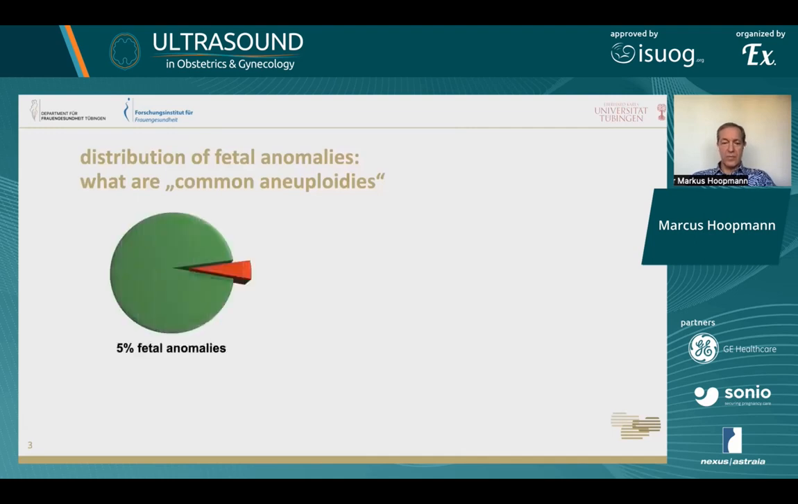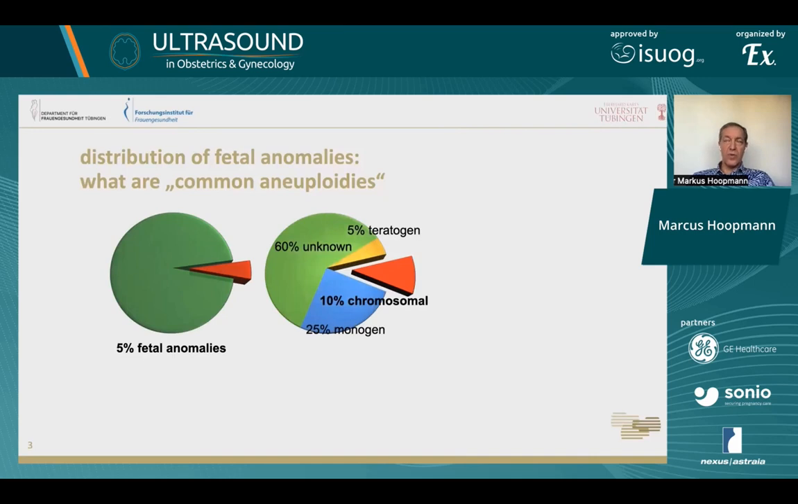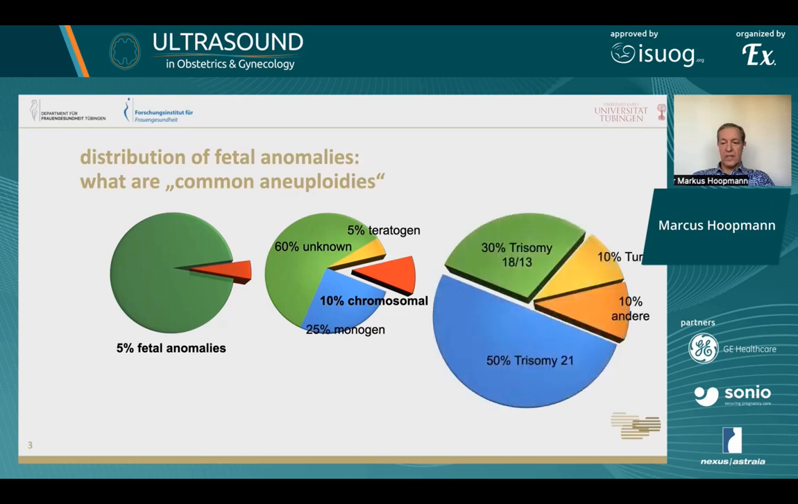3 to 5% of our born babies have fetal anomalies. This is a very important number. Only 10% of these anomalies are provoked by chromosomal aberrations. It is very important to explain to parents that chromosomal aberrations are not the main reason for anomalies. If we define these chromosomal aberrations, we see that half of them are trisomy 21. This is our main issue. One third is trisomy 18 and 13, 10% is Turner syndrome, and 10% is the rest, including triploidy.